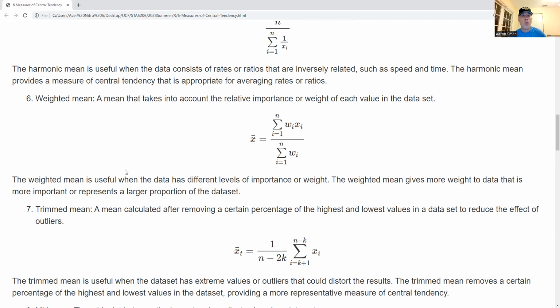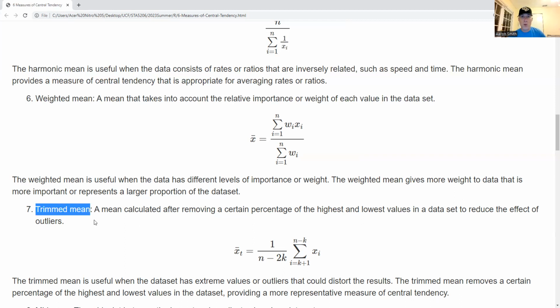The weighted mean is useful when the data has different levels of importance or weight. The weighted mean gives more weight to data that is more important or representative of the larger proportion of the data sets. Now, the next one is the trimmed mean.